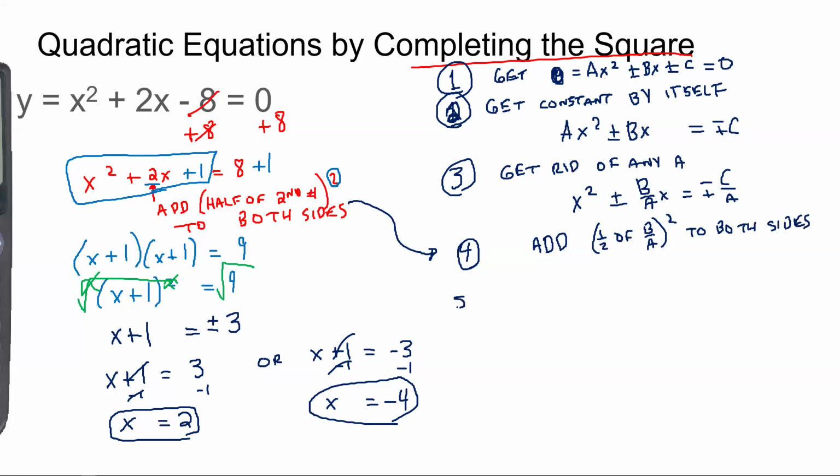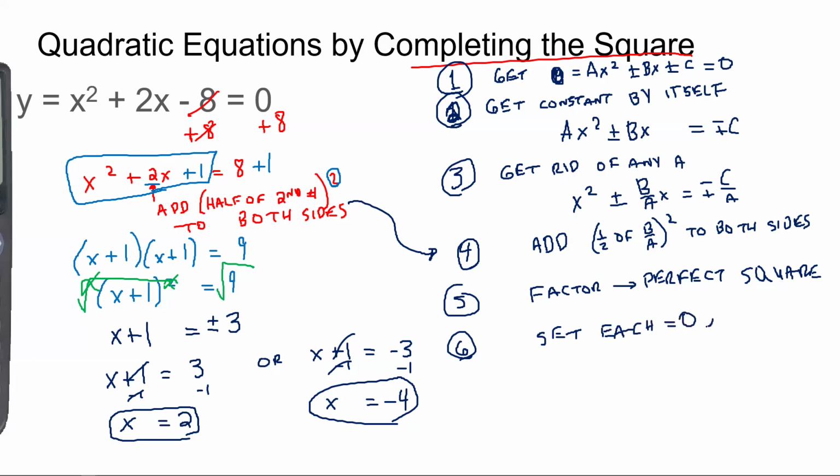All right, step 5 is going to be factor it, since it's always going to be a perfect square. And then we're going to set each of those equal to 0 and solve. Okay, so that's completing the square.